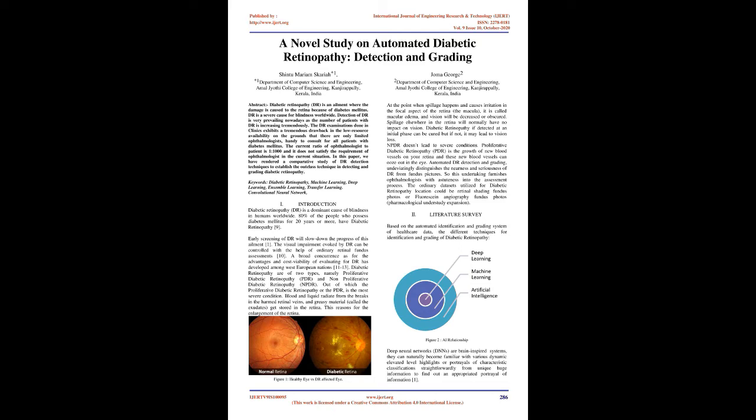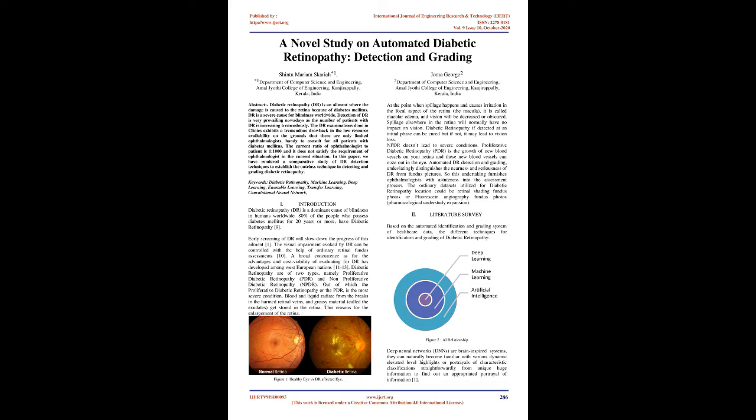Keywords: diabetic retinopathy, machine learning, deep learning, ensemble learning, transfer learning, convolutional neural network. Introduction. Diabetic retinopathy, DR, is a dominant cause of blindness in humans worldwide. 80% of the people who have diabetes mellitus for 20 years or more have diabetic retinopathy. Early screening of DR will slow down the progress of this ailment. The visual impairment evoked by DR can be controlled with the help of ordinary retinal fundus assessments.